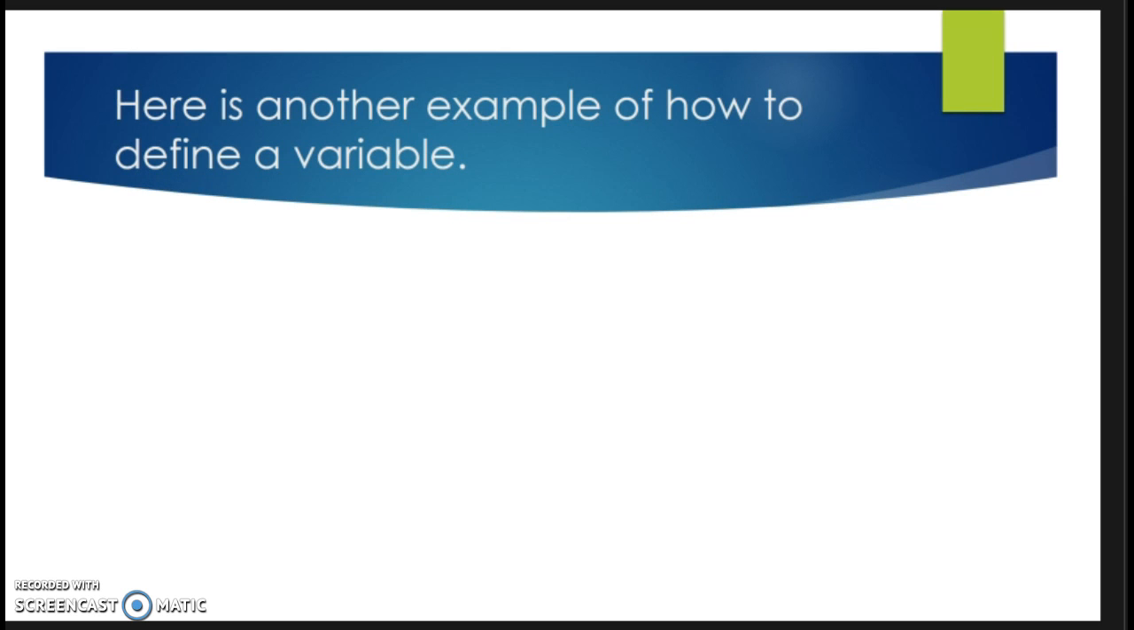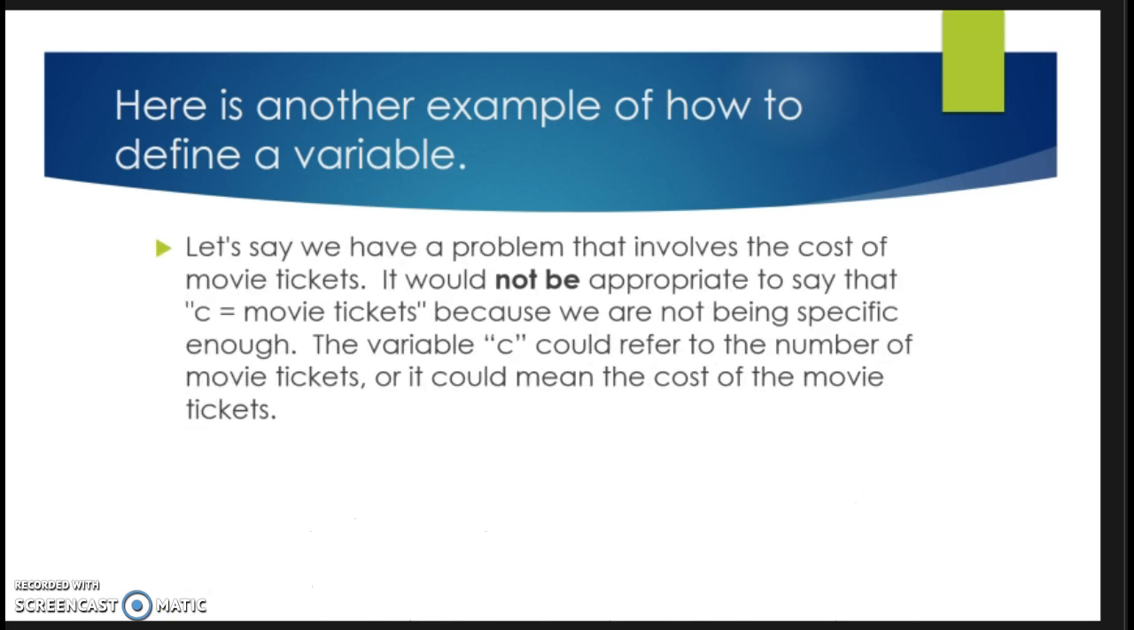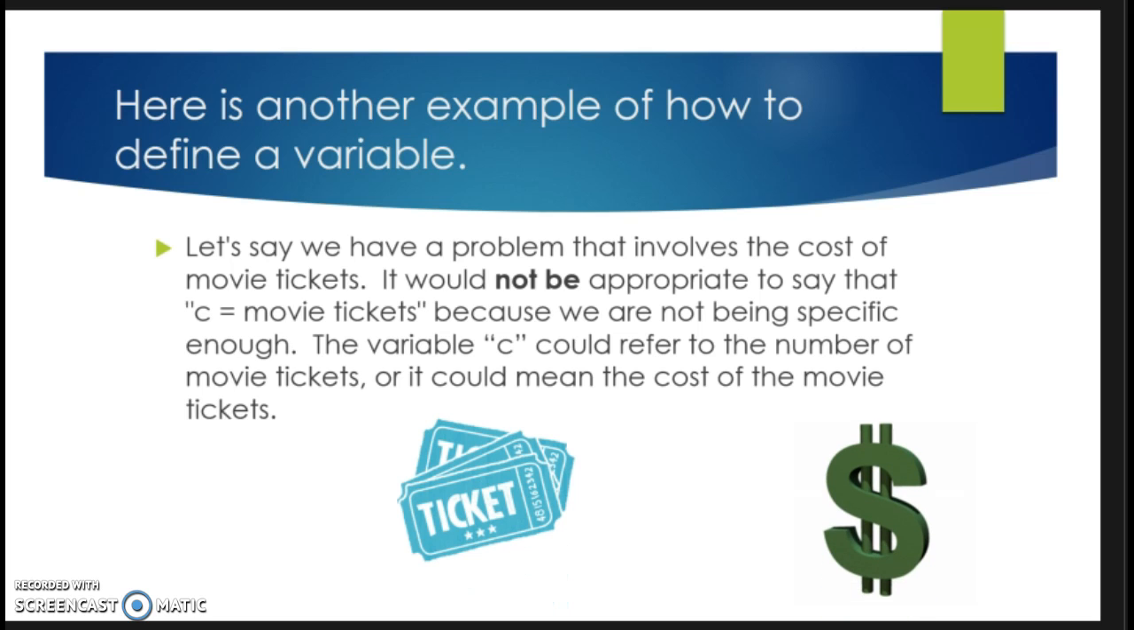Here's another example of how to define a variable. Let's say we have a problem that involves the cost of movie tickets. It would not be appropriate to say that C equals movie tickets, because we're not being specific enough. The variable C could refer to the number of movie tickets, or it could mean the cost of the movie tickets. It's too vague to just say C equals movie tickets.